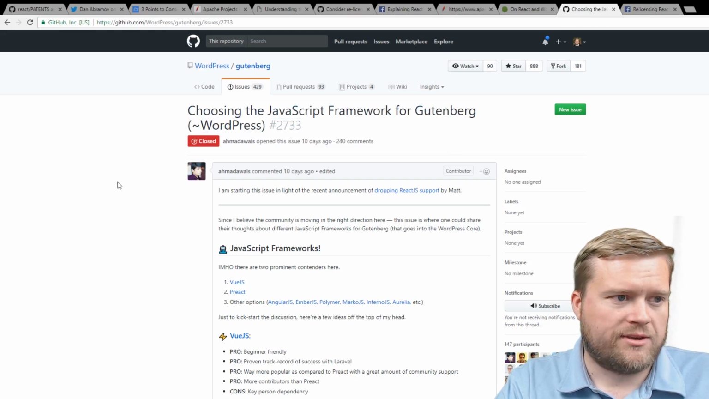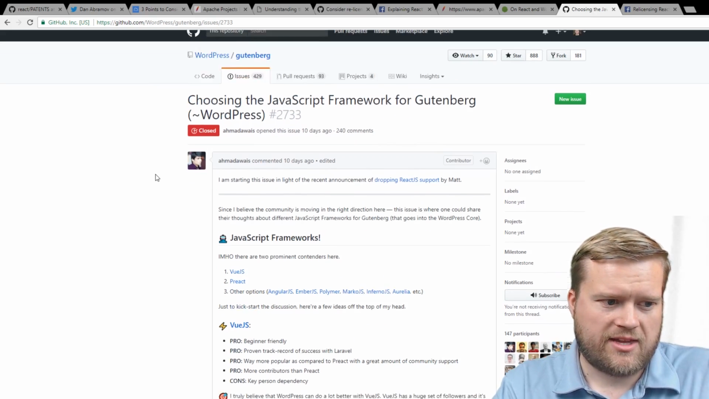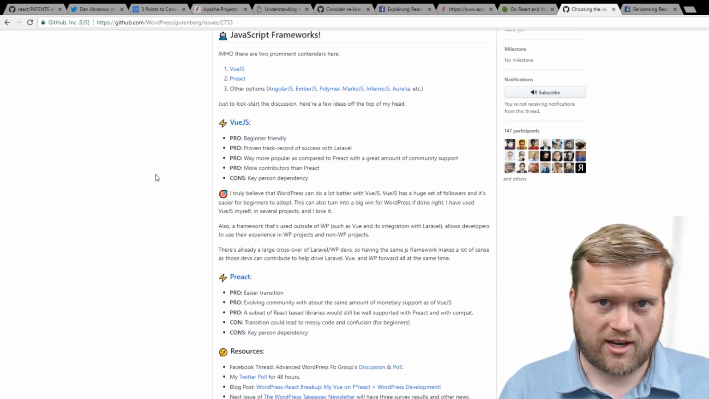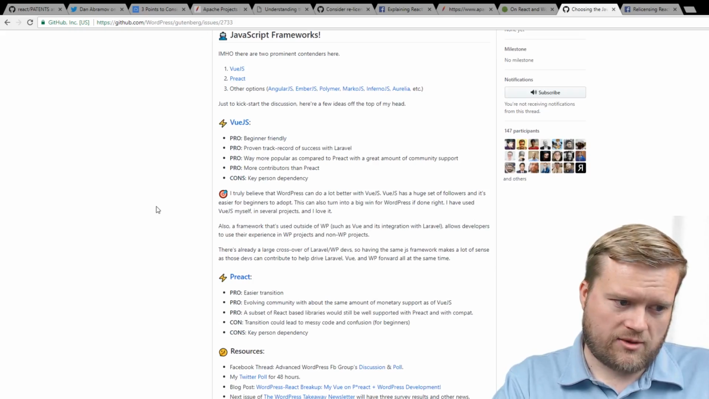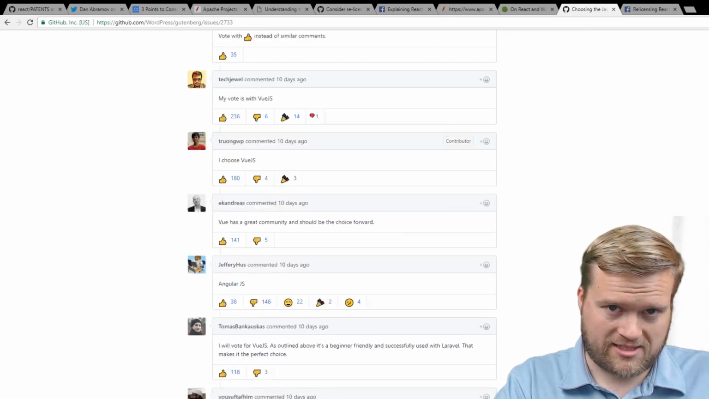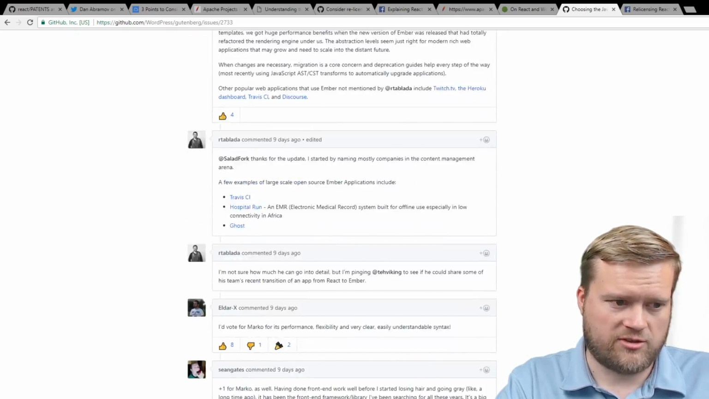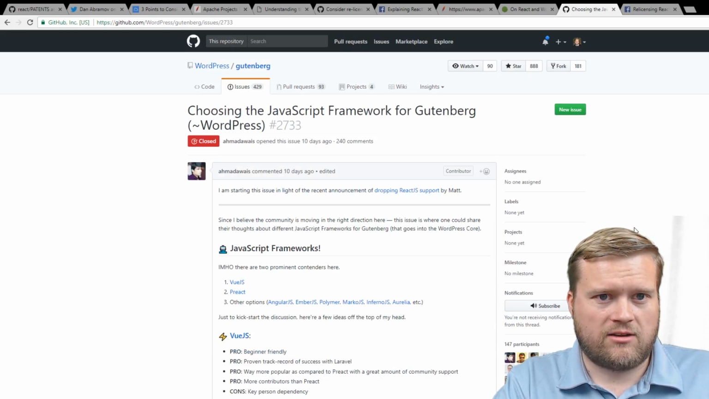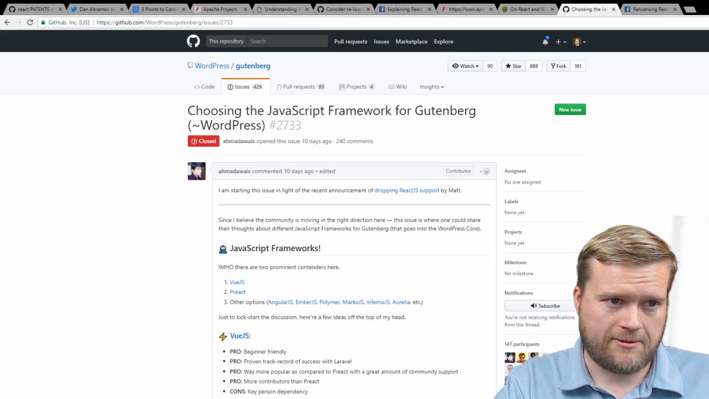So this really stirred up a lot of talk in the development community. Someone went ahead and opened up, under the WordPress Gutenberg GitHub, a request for people to vote on which framework to change to. And it was between Vue.js and Preact. And from looking at this thread, it was almost entirely Vue.js. Everybody wanted to move to Vue.js. So there was a lot of discussion there. It looked like the momentum for React was definitely slowing down.